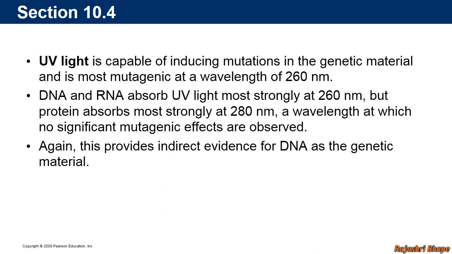UV light is absorbed by DNA as well as proteins. At 260 nanometers, DNA and RNA absorb maximum UV light. Therefore, 260 nanometers is the absorption maxima for nucleic acids, and at 280 nanometers, proteins absorb maximum UV light. So 280 nanometers is the absorption maxima for proteins.